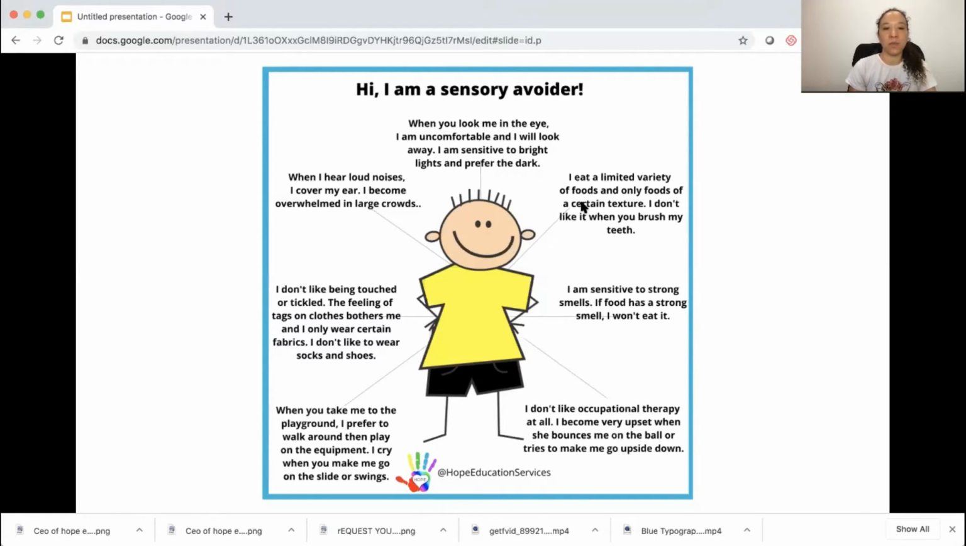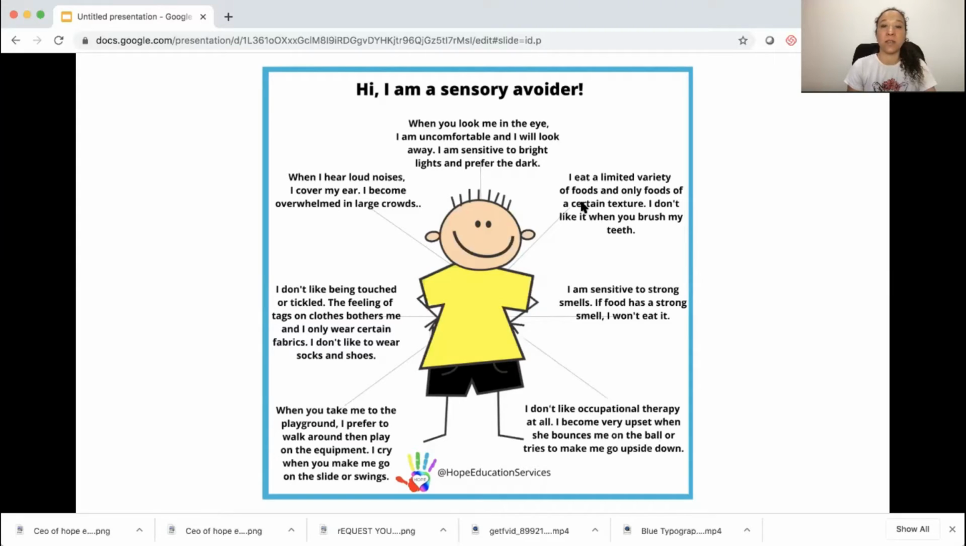When it comes to the playground, these are the kids who will cry if you make them go on the slide or swings. These are the kids who just want to walk around and don't want to necessarily play or do anything. They tend to really not like occupational therapy because they don't want to bounce the ball. They don't want to go upside down. They don't want to be doing any of these activities where they're being forced into accepting sensations or taught how to tolerate sensations.